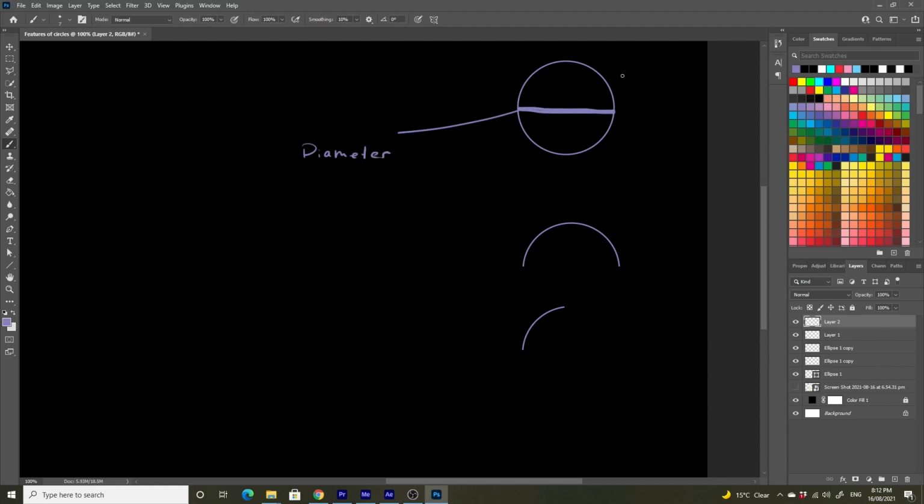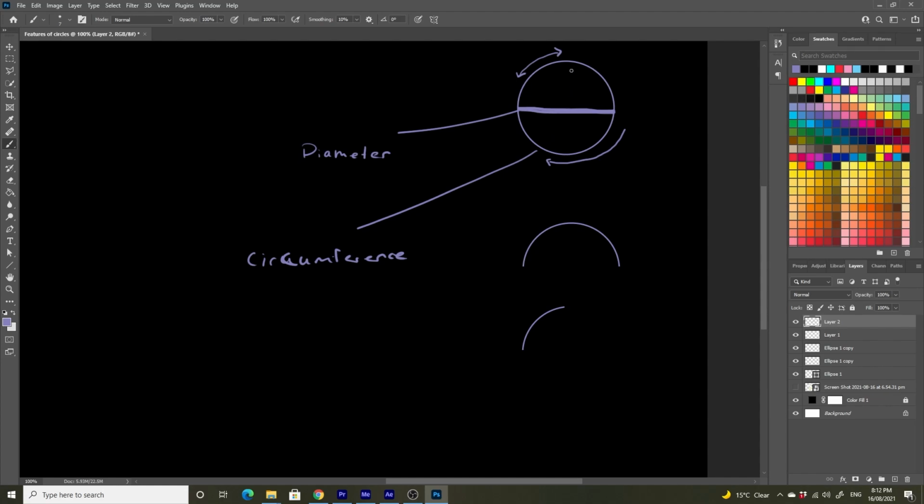And the perimeter of this entire circle, we don't call that the perimeter, we call that the circumference. Okay, so if we were to go all the way around the entirety of the circle and get the perimeter, it would be called the circumference.